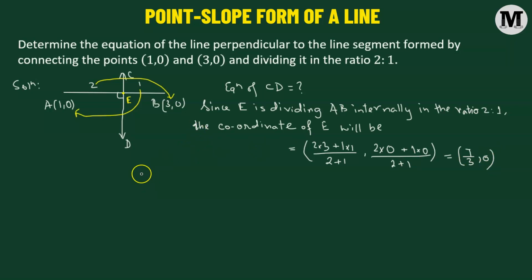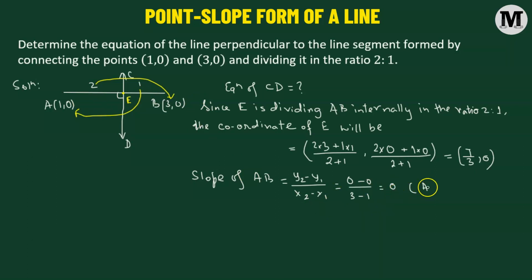Now, let's determine the slope of the line formed by joining points A and B. So here we will start by considering the difference of the y coordinates in the numerator, and in the denominator we have the difference of the x coordinates. So this will be equal to, let's start with B, and from here we're going to subtract A. So in the numerator we have 0 minus 0, that's the difference of the y coordinates, and in the denominator we have 3 minus 1. So this will be equal to 0. This means that AB has a slope of 0, which means that AB is parallel to the x-axis.